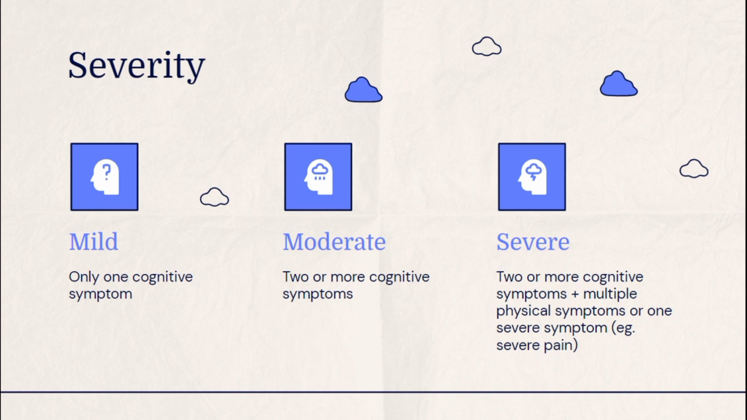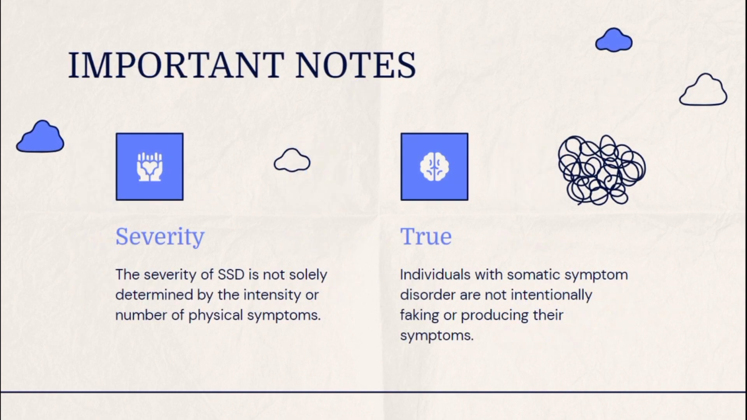It's important to note that the severity of SSD is not solely determined by the intensity or numbers of physical symptoms. The level of distress, impairment, and the preoccupation with the symptoms is what primarily determines the severity of the disorder. And that individuals with somatic symptom disorder are not intentionally faking or producing their symptoms. They genuinely experience the physical sensations and distress associated with their symptoms, although they may attribute them to medical conditions or be overly concerned about their significance.